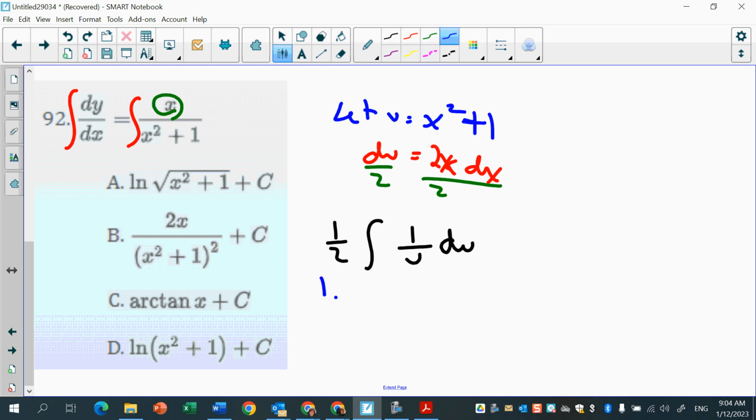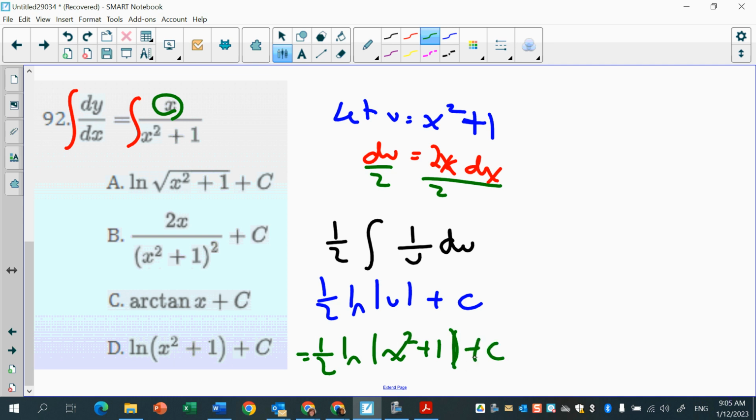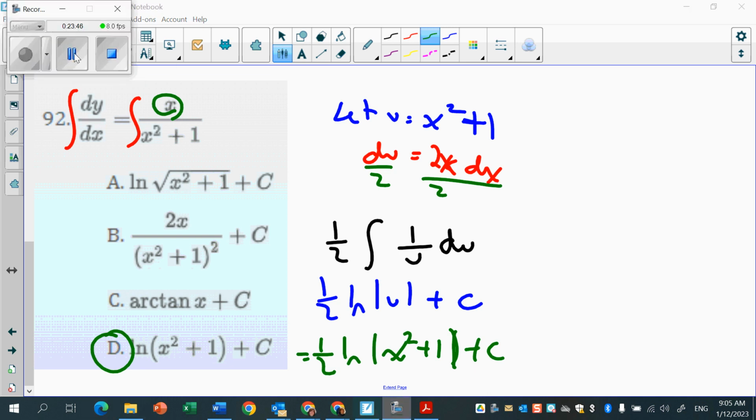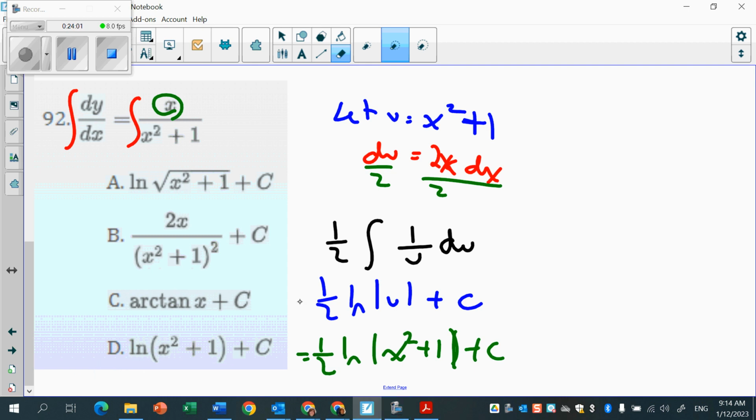The integration of 1 over u is the natural log of the absolute value of u plus c. Or better yet, 1/2 the natural log of the absolute value of x squared plus 1. Now, you'll notice that answer choice D has parentheses and not a bracket, a radical of the absolute value, because x squared plus 1 is always positive. Oops, I misspoke, because please look, that D is not the same thing that I have written. So it is not D, because that doesn't allow the 1/2.